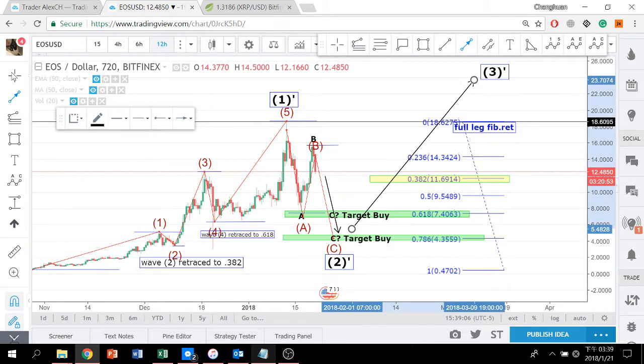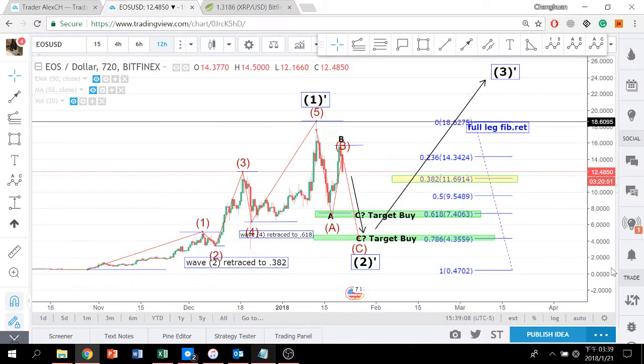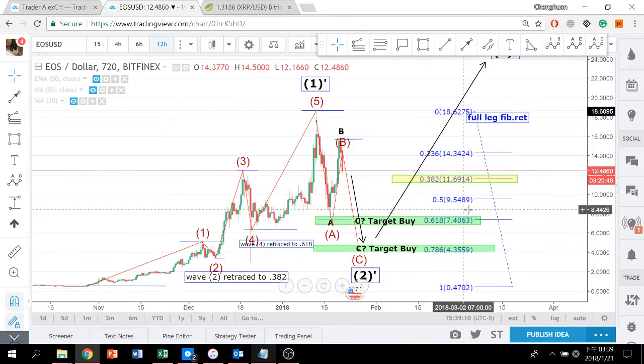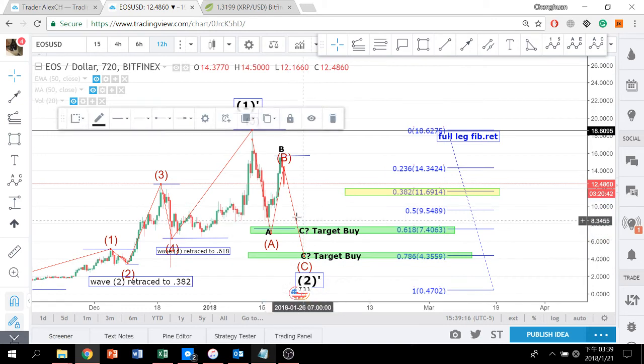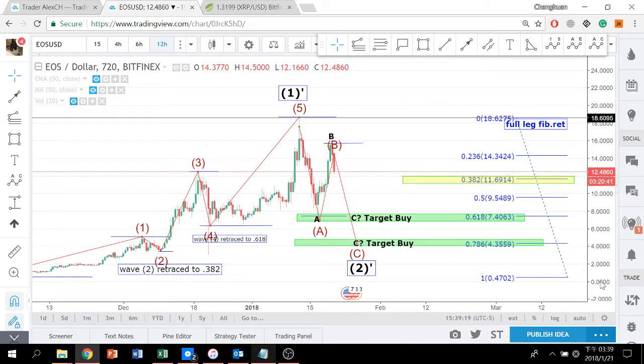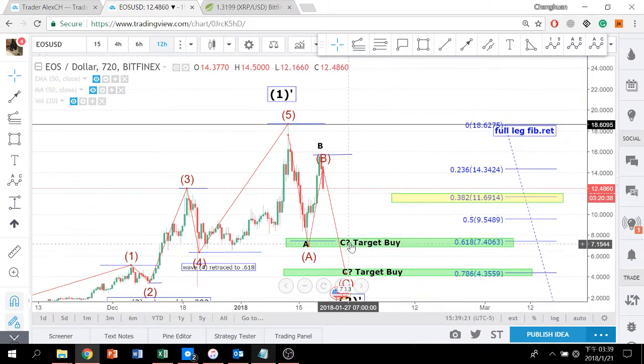Where will wave 3 go? We don't know yet, but we don't care. Let's just find the buy opportunity first, and I will be updating in the future. Okay. Now, I've come up with 2 buy zones for buying the end of wave C.